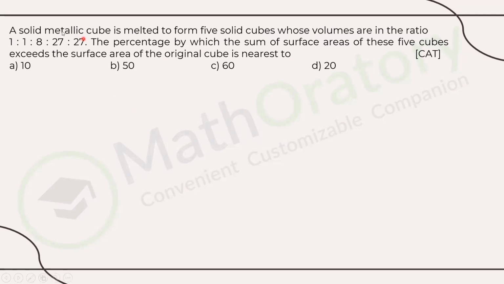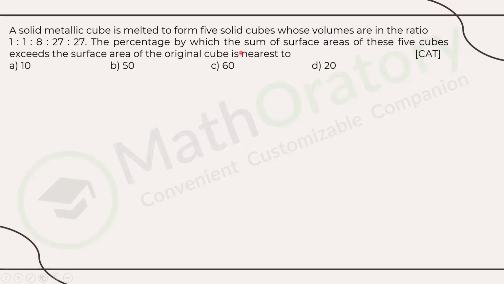We have a solid metallic cube. So it's a cube, solid one, is melted to form 5 solid cubes. So one big cube is basically melted to form 5 solid cubes whose volumes are in the ratio B. So the volume ratio of the small cubes has been given. The percentage by which the sum of the surface area of these 5 cubes exceeds the surface area of the original cube is nearest to.